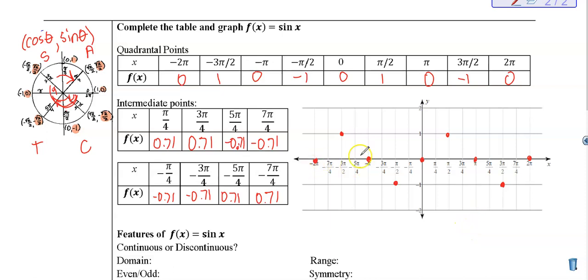And then we'll get the intermediate values in. Negative 7 pi over 4, up 0.71. Negative 5 pi over 4, up at 0.71. Negative 3 pi over 4, down. And negative pi over 4, down. Pi over 4 positive. 3 pi over 4 positive 0.71. You don't need me to dictate all this. You guys got it. Right?